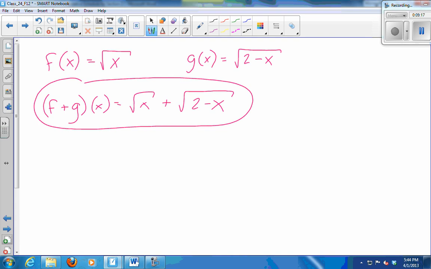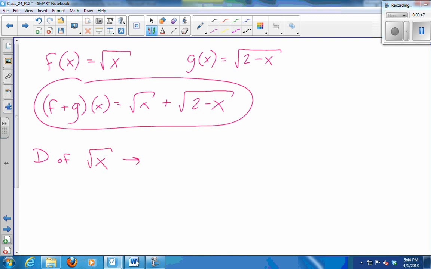But then the question is, what's the domain? So I have to be able to plug x into here and into here. So it's the overlap of the two domains of each individual function. So what I like to do is find the domains separately, graph them, and then you can visually pick out the overlap. So what's the domain of square root x?